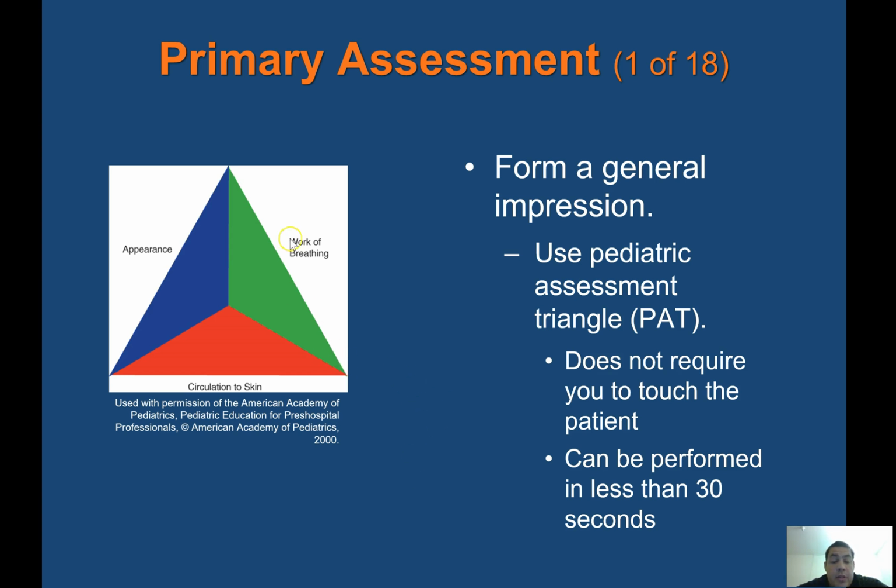You're looking at the patient's work of breathing. Do they look like they're in respiratory distress? What's their appearance like? What's their skin color? Do they look pale? Do they look cyanotic? And then circulation to skin. You could also go ahead and touch their skin, check their pulse, and make sure they're getting good perfusion. What does their skin feel like? Does it feel warm? Does it feel cold?